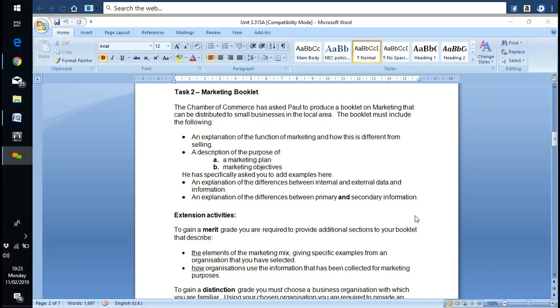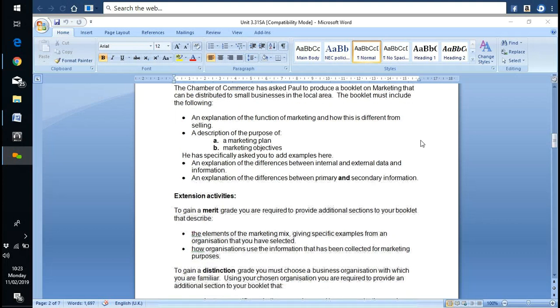So that's fairly straightforward on task 2. The marketing booklet is literally PowerPoint. You can use PowerPoint again to put the pages in that format if you wish to do that. But you can also do them in Word format on a page. It's purely up to yourself which way you do that.